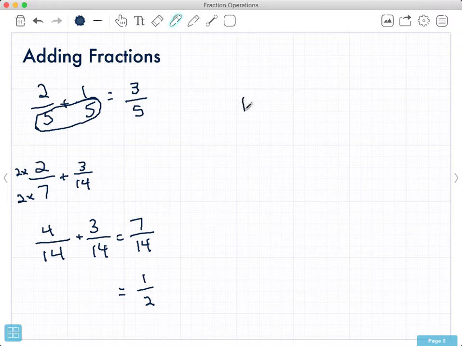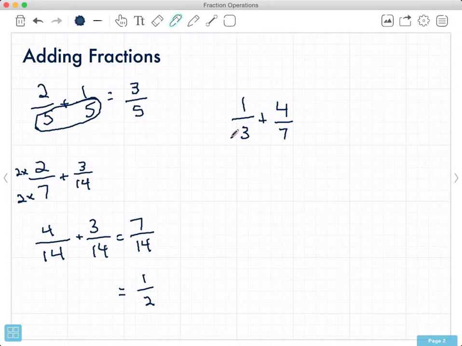For one more example of getting a common denominator, let's look at 1/3 plus 4/7. 3 does not go into 7 evenly. So I'm going to start looking for multiples of 7 that is also a multiple of 3. 7 does not work. 14 does not work. But 21 is divisible by both 7 and 3. So I want to change my denominators to be 21.